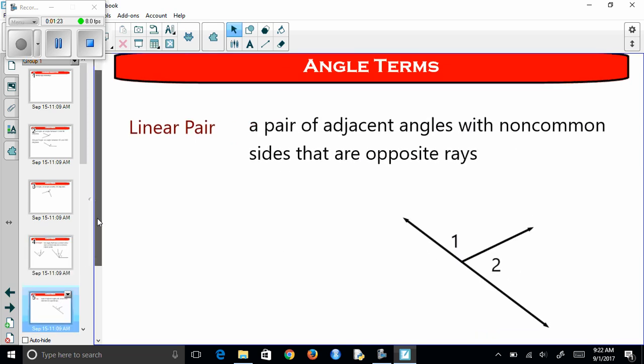A linear pair is a pair of adjacent angles with non-common sides that are opposite rays. So the opposite rays go out here. So basically you have a straight line, and this line is cut into a pair of two angles. So line, pair, linear pair.